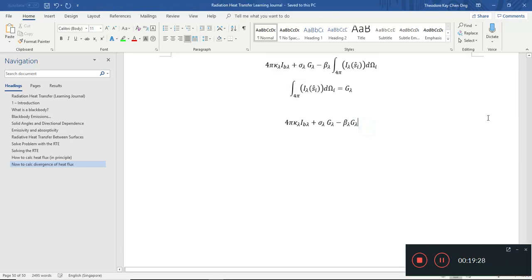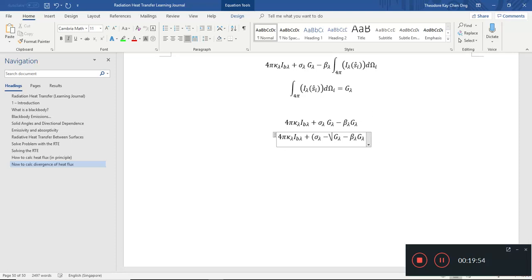Now, we can actually factorize G out of these two, and what we'll get is something like sigma lambda minus beta lambda G.